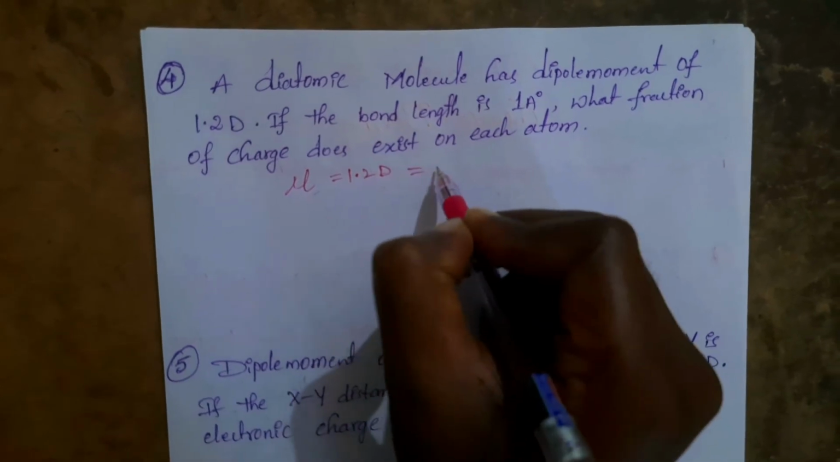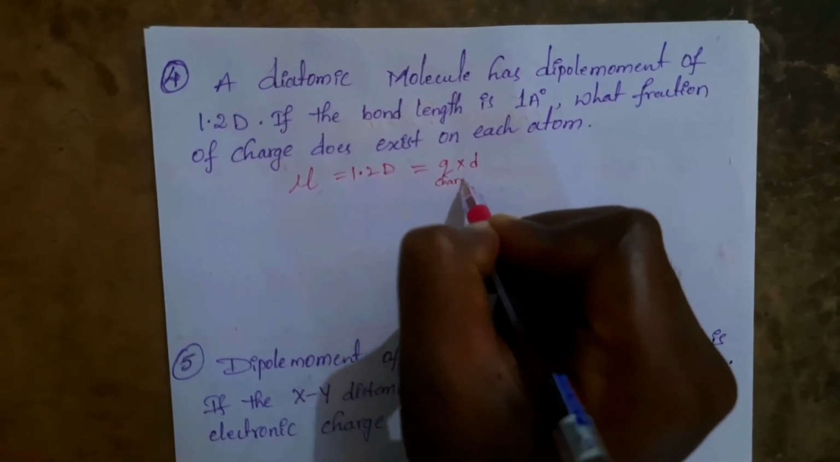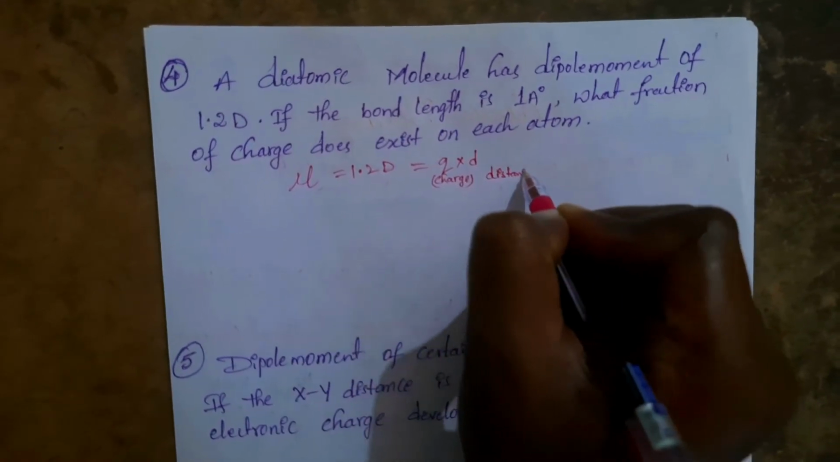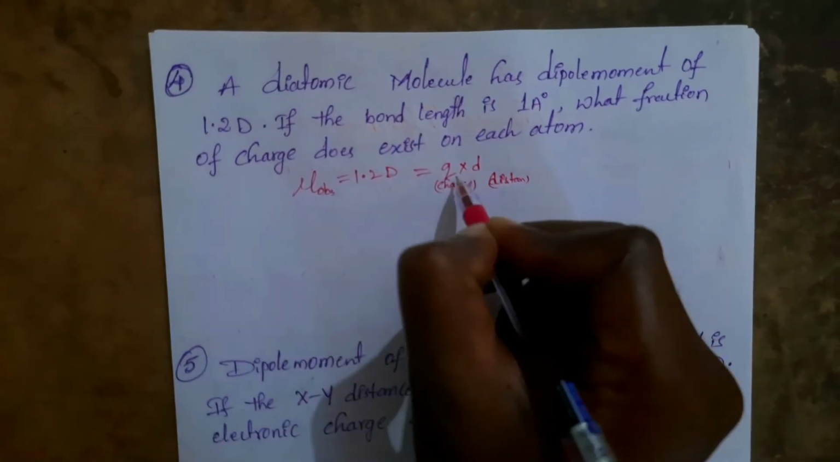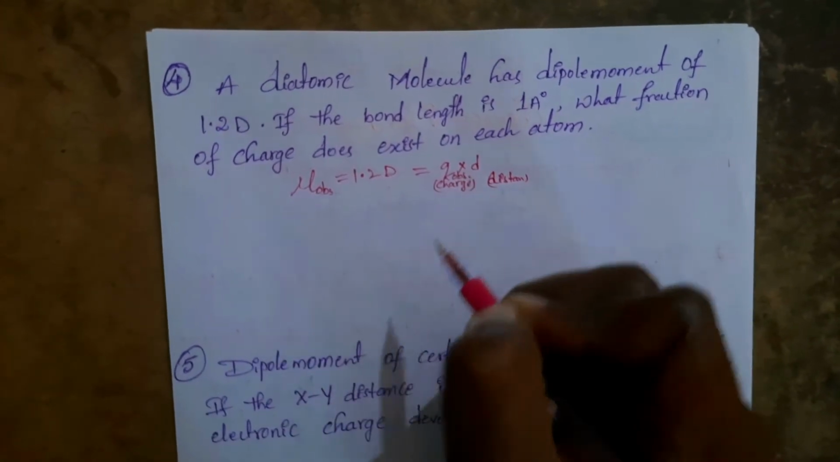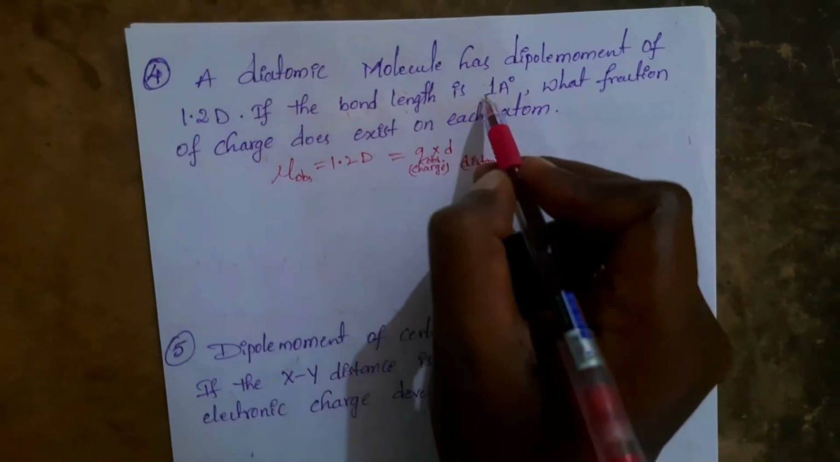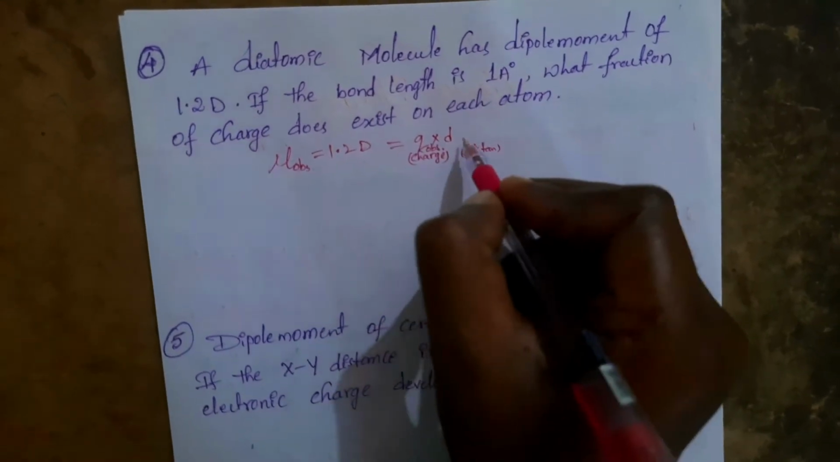Which is nothing but what? Charge into distance. Q is what here? Charge. d is what? Distance. So it is the observed dipole moment. We'll get the observed charge. Now here, the bond length is 1 angstrom. Okay? So the bond length is what? 1 angstrom, they are saying.